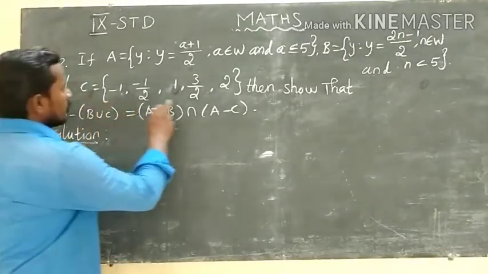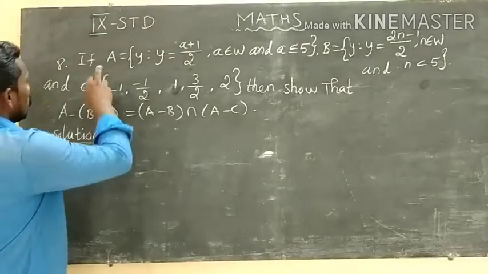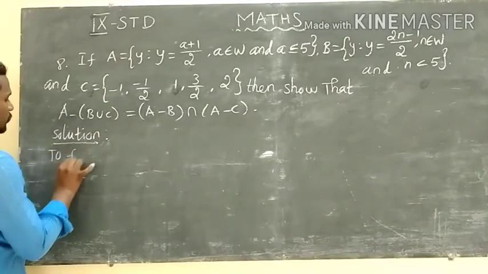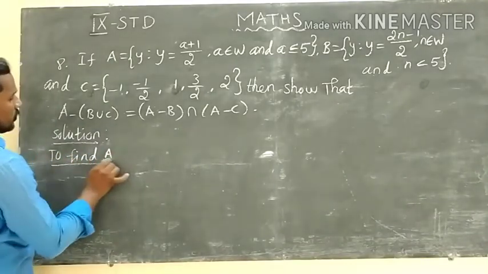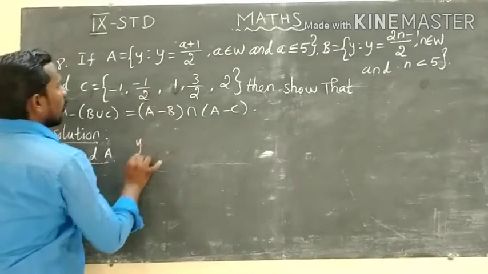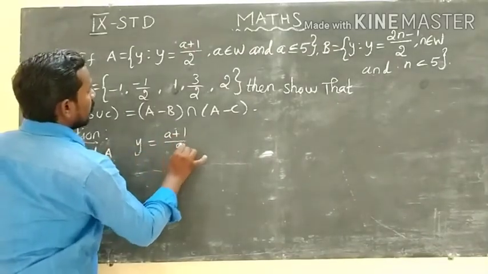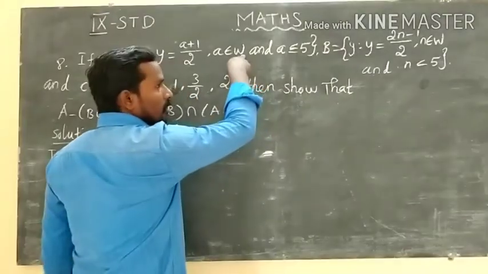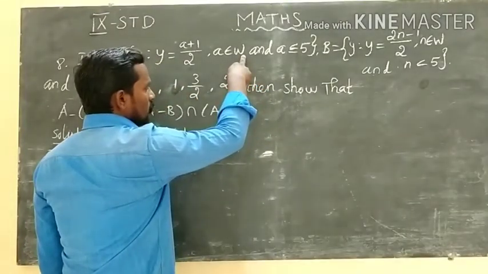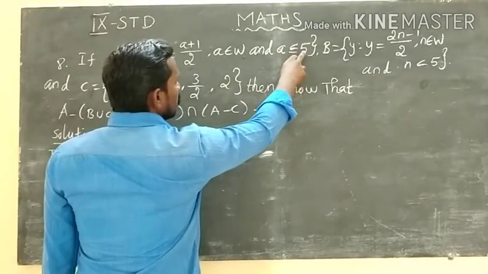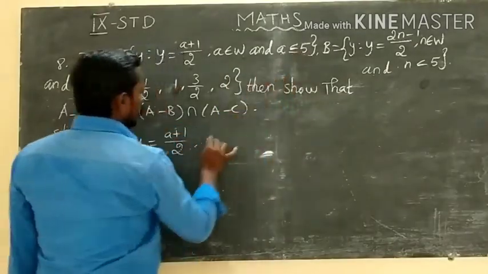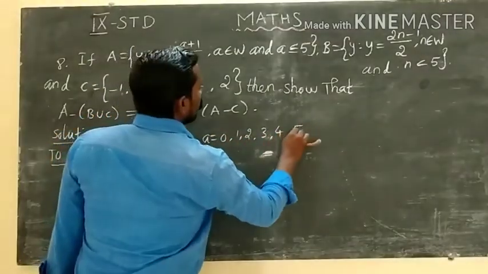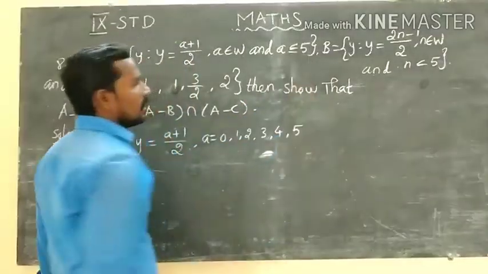C is given in roster form, so we want to find A and B in roster form. To find set A, the general form is y = (a + 1)/2, where every a belongs to W. W represents the whole numbers, which start at 0: 0, 1, 2, 3 and so on. Less than or equal to 5 means a = 0, 1, 2, 3, 4, 5. Only the values 0 to 5.